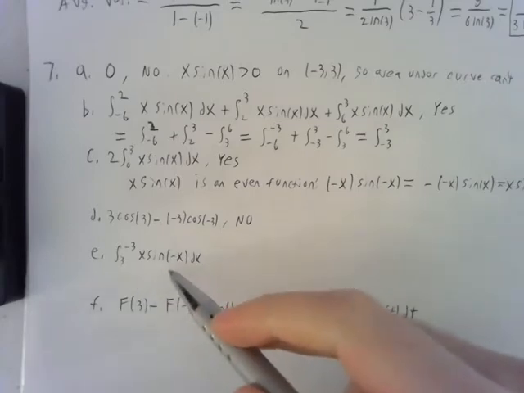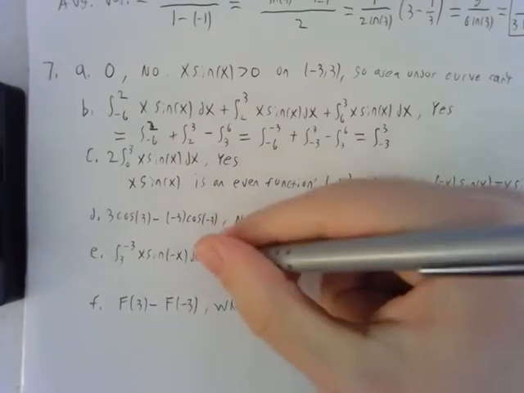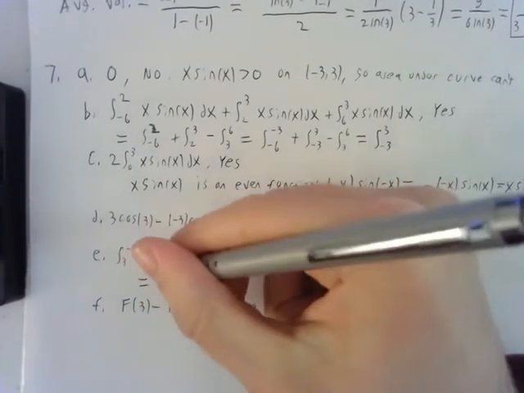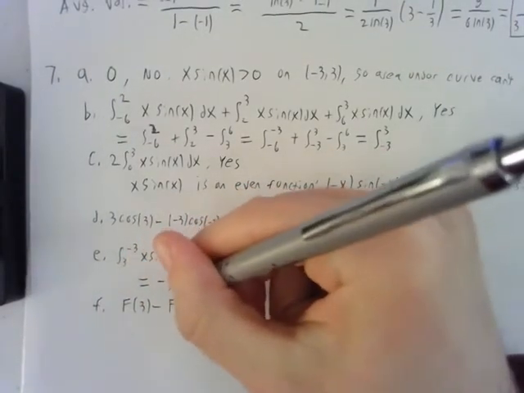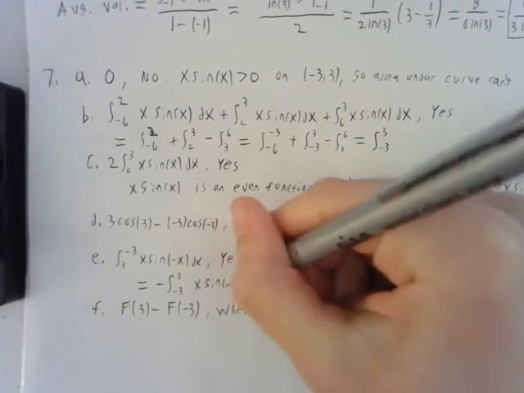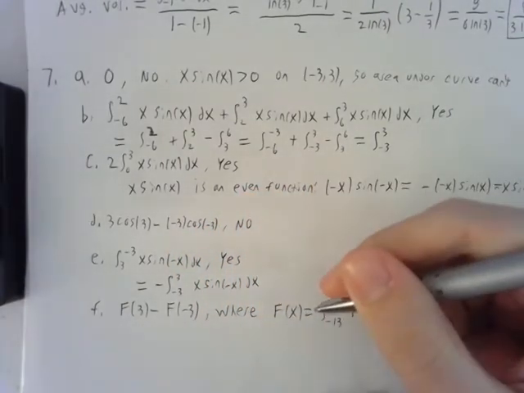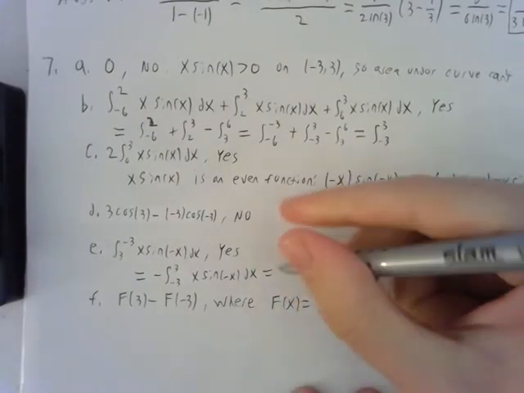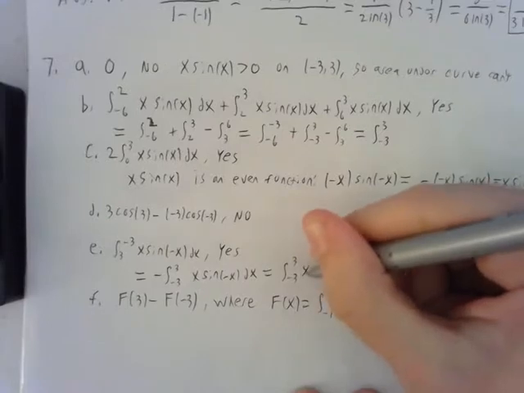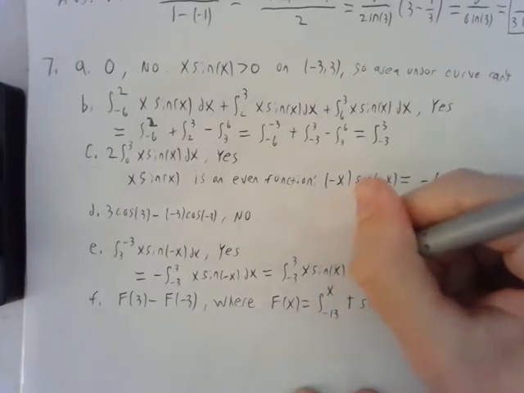So then we come to this one. This one actually is equivalent. So this is equal to negative integral -3 to 3 x sine of -x dx. Since sine of x is an odd function, this is the same as positive integral -3 to 3 x sine of x dx, which is what we wanted to show.